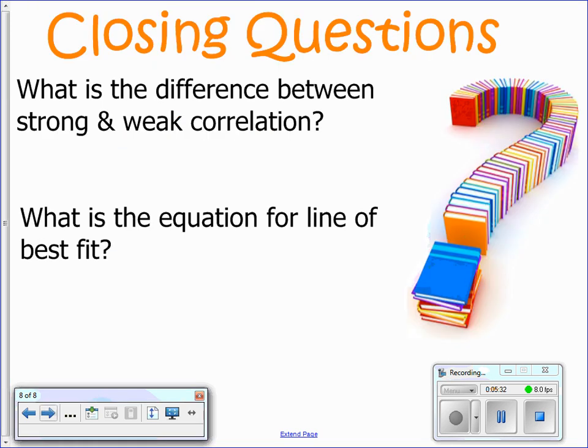So what's the difference between a weak and strong correlation? How close the points are to the line. What's the equation for the line of best fit? y equals mx plus b.